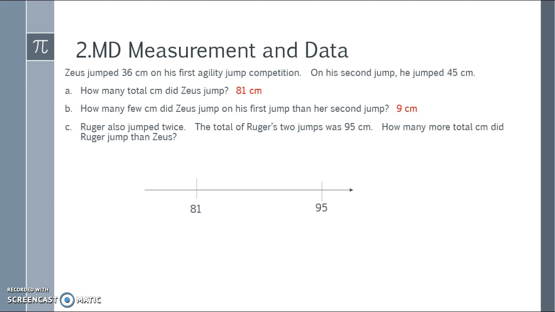So I put it on a number line here for us, an open number line. With the open number line here, again using benchmarks, to get from 81 to 90, 90 being the benchmark, I need 9. And then going from 90 to 95, we need 5 more. So altogether, Ruger jumped 14 centimeters more than Zeus.